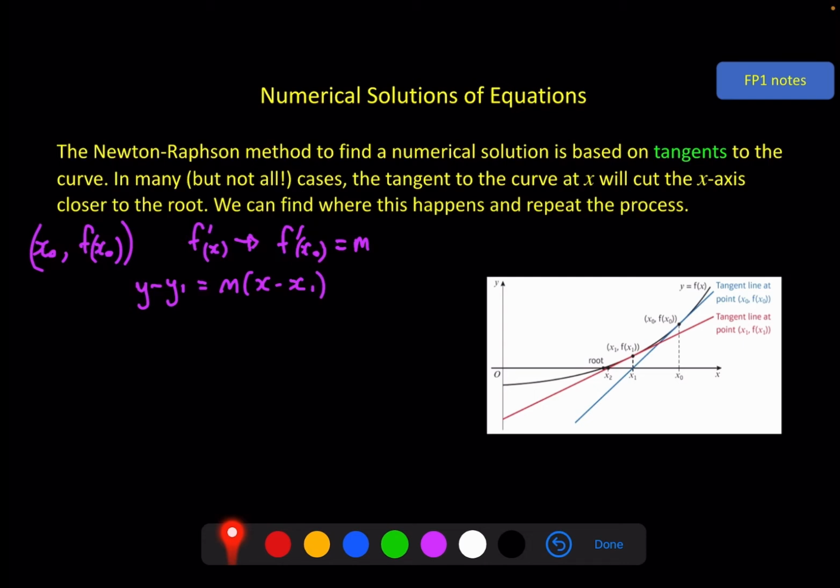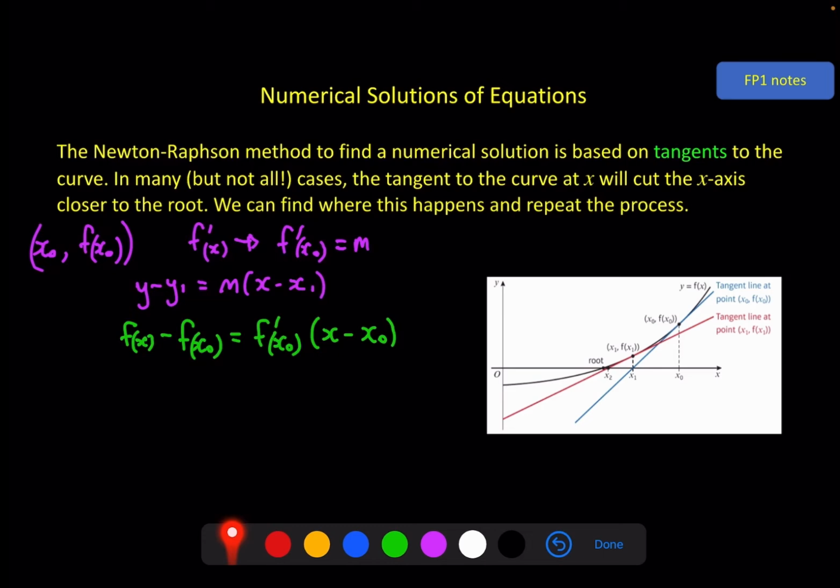So I hope that's not getting in the way here, but when we put this in, we get y, which is f of x, minus the coordinate we're actually using, f evaluated at x0, equals the gradient, which is the derivative evaluated at x0, times x, the general x, minus the coordinate I'm using, x0. And we don't need to worry too much about the fact that this is really horribly general, because what we're trying to do here is show the general formula.